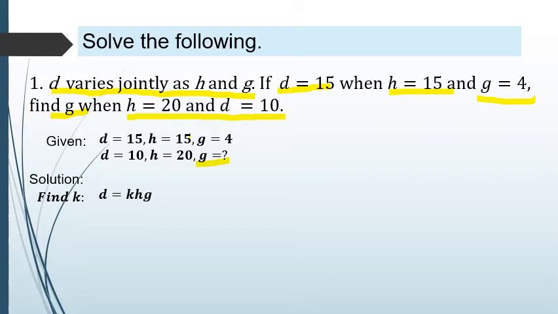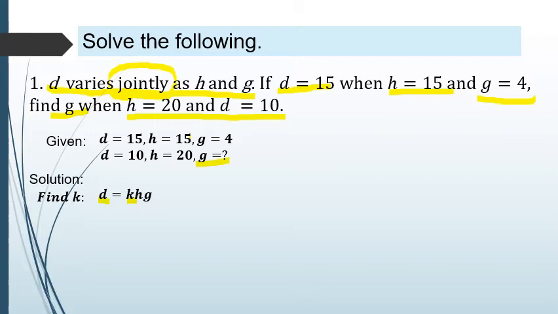Okay, so ganito yon. Nauna ang D, kaya nasa unahan din. Next, laging nandyan ang K. So, wag kalimutang isulat ang K, ha? Then, ang word na ginamit ay jointly, kaya magkasama lang ang H at G. So, ang equation natin ay D equals KHG or D equals K times H times G.